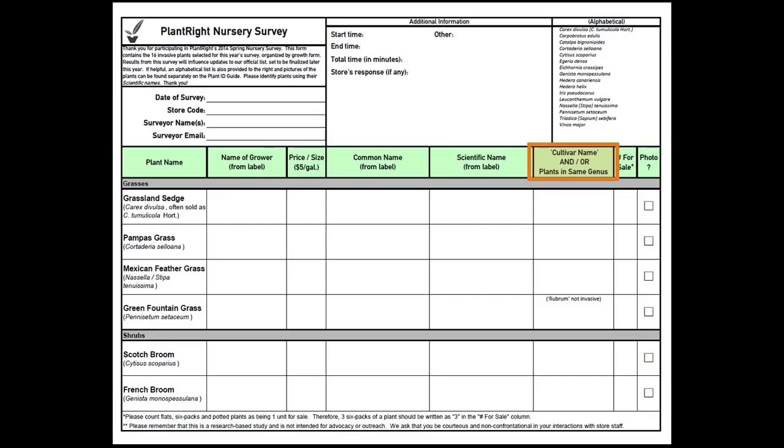We ask that you record that information in this column, along with the names of any other plants that you find in the same genus as plants on our list, like different types of brooms, like sweet broom, or different Pennisetums.